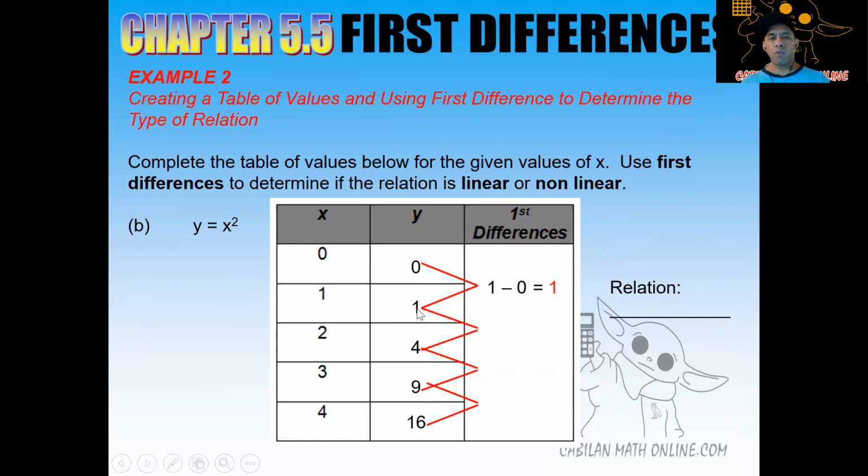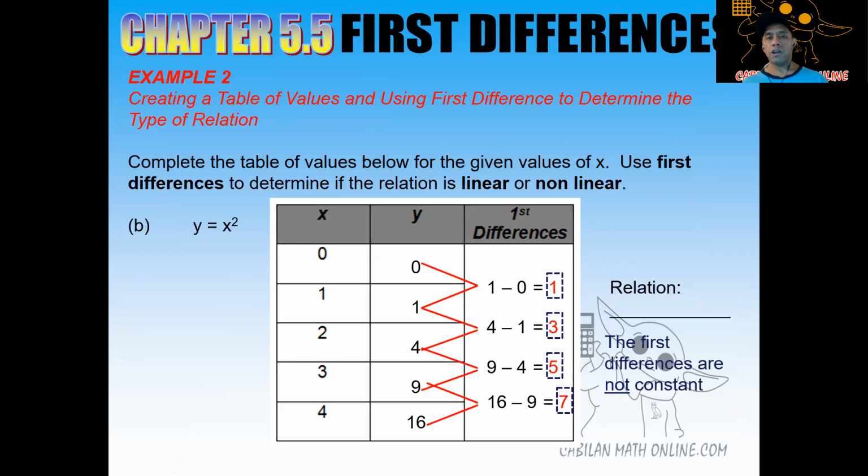Next one over here, we have 1 and 4. You should know that to go from 1 to 4, you're going up by 3. I'm just doing the calculation to show you that. To go from 4 to 9, you're going up by 5. So you can see that in the calculation by subtraction of the successive y values as well. And last but not least, 9 to 16 goes up by 7. In this example, notice that these ones are going up by a different amount. So that makes this non-linear.